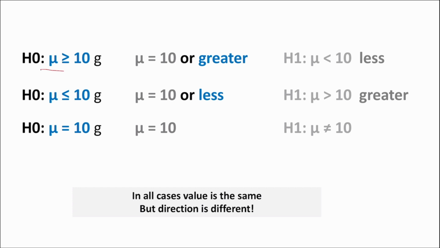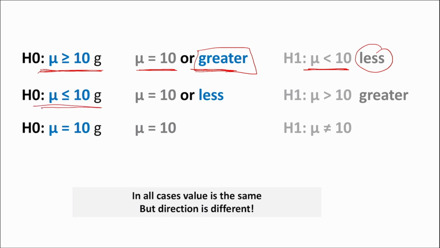This is the hypothesis we already considered several times, which is mu for the population is equal to 10 or greater. In this case, the alternative hypothesis is that mu is less than 10. So the direction is opposite. This is opposite to this one, right? So you have the direction of the null hypothesis and the direction of the alternative hypothesis.